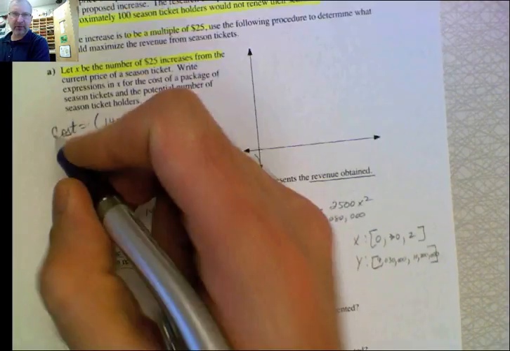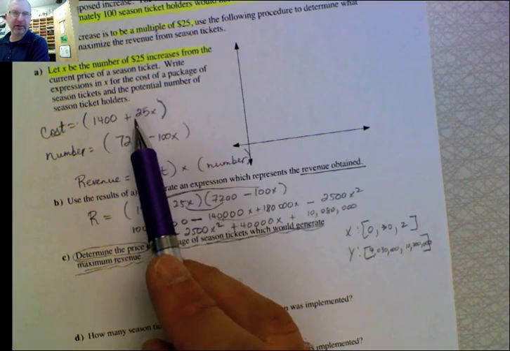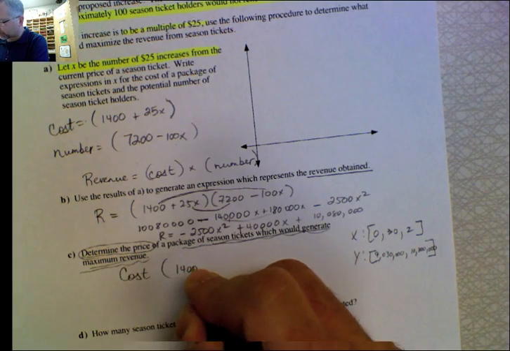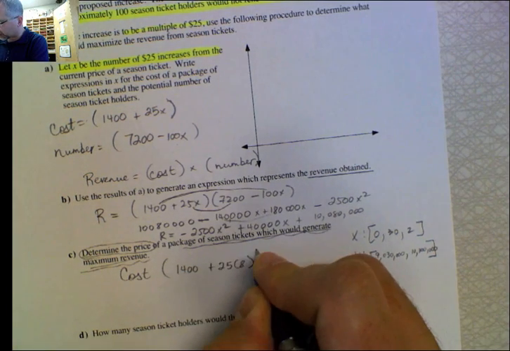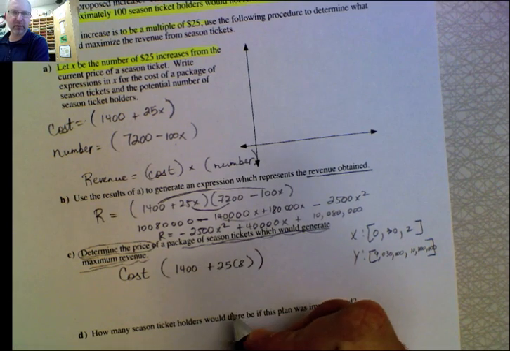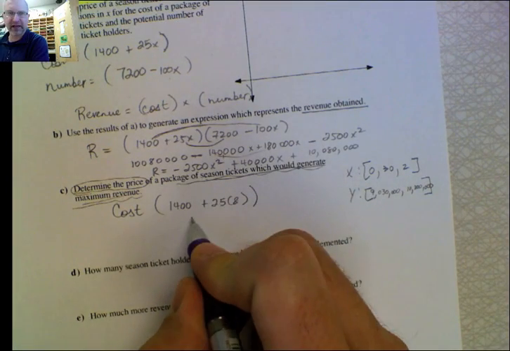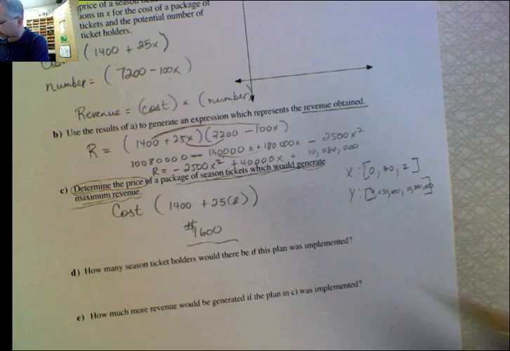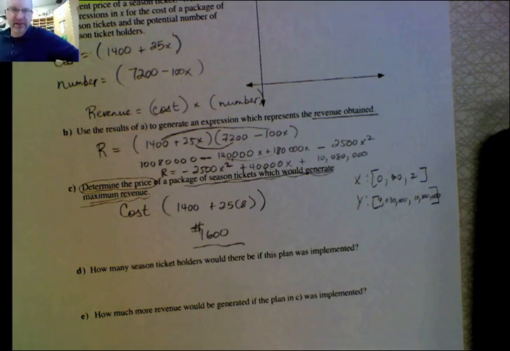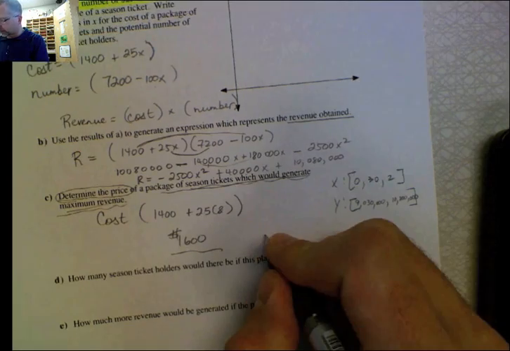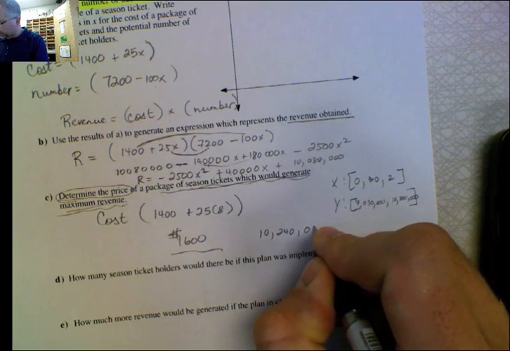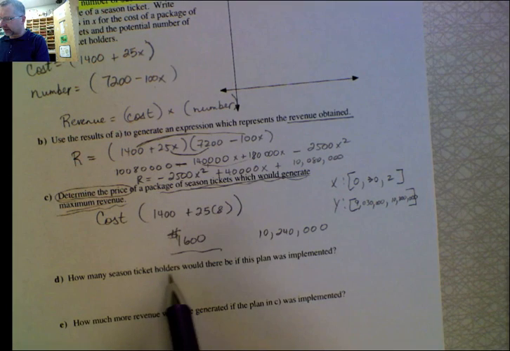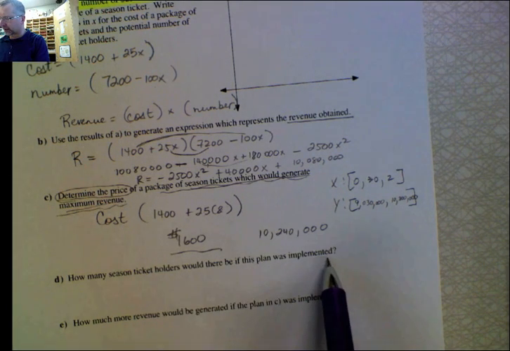Well, if we go back to our original question, we said the cost is 1,400 plus 25X. So if we figure out the cost of a ticket price, it's going to be 1,400 plus 25 times 8, because you're going to have 8 increases of $25. 8 times 25 is actually 200, and 200 plus 1,400 is going to tell us the maximum revenue is going to happen when you have $1,600. The actual maximum revenue was $10,240,000.